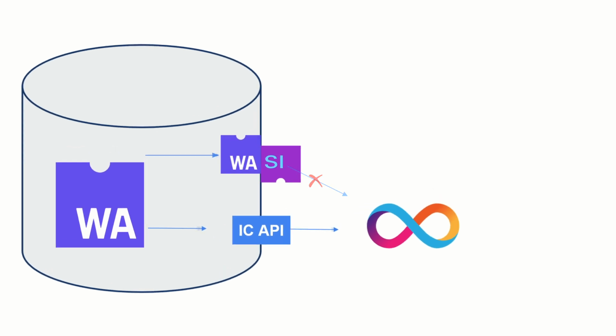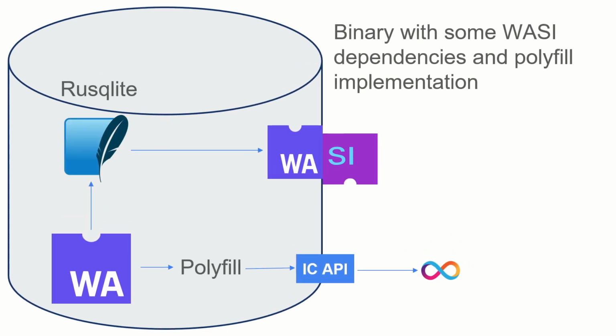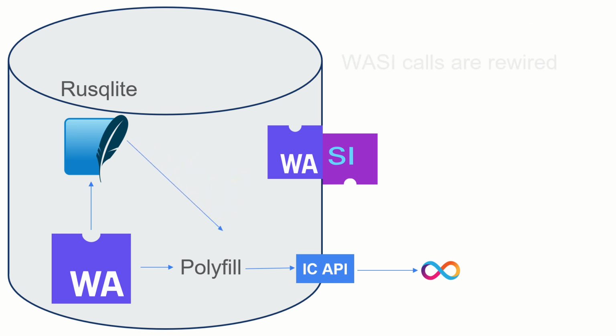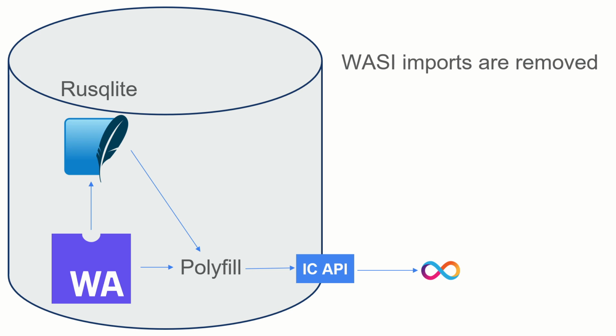First, we create a binary that contains some WASI imports. We make sure that during compilation the polyfill implementation is also present in the binary. Then, all of the WASI calls are rewired to call the corresponding polyfill implementations instead. Finally, the WASI imports can be completely removed and we have a binary that can be deployed.